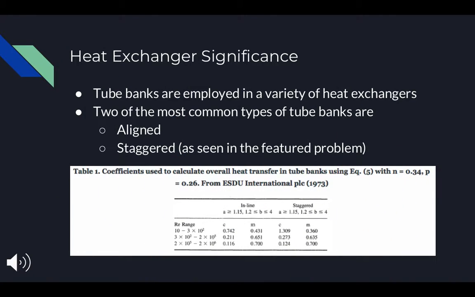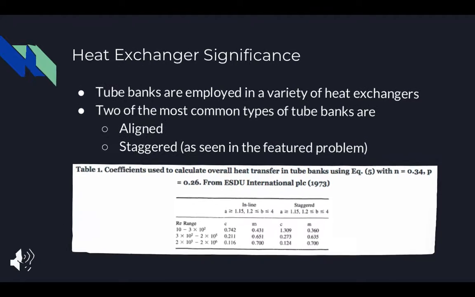This problem was chosen because of how common tube banks are in heat exchangers. There are 2 types of tube banks that can be found in heat exchangers, aligned or staggered. Staggered was chosen in our problem. The chart below shows 2 different columns of coefficients that can be used to calculate overall heat transfer when using hand calculations.